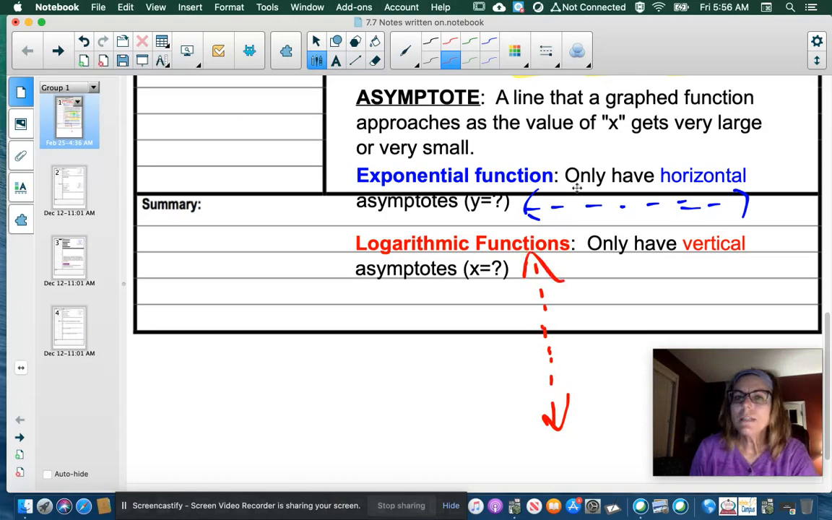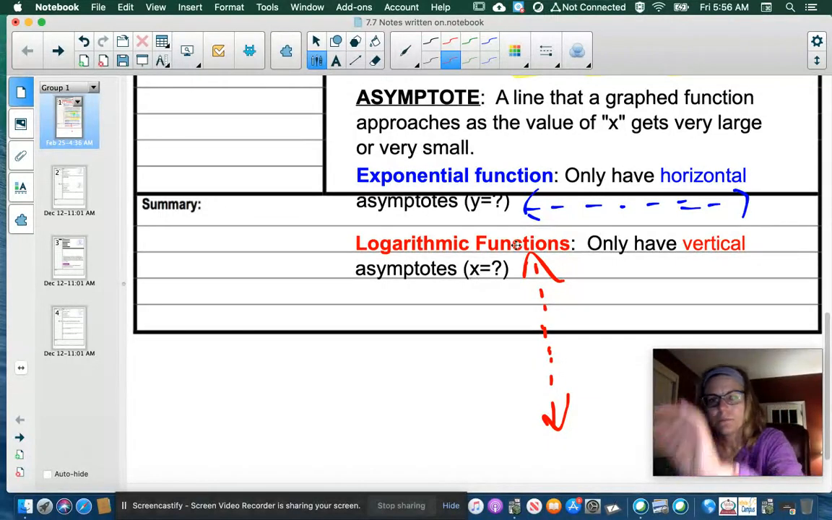And it makes sense because exponential and log functions are inverses of each other. Remember, we saw that again yesterday in 7.6. Find an inverse, switch x and y, and solve for y. So that's what's happening here. The horizontal asymptote for exponentials, y equals. So therefore, because these are inverse functions of each other, the log asymptote will be x equals.